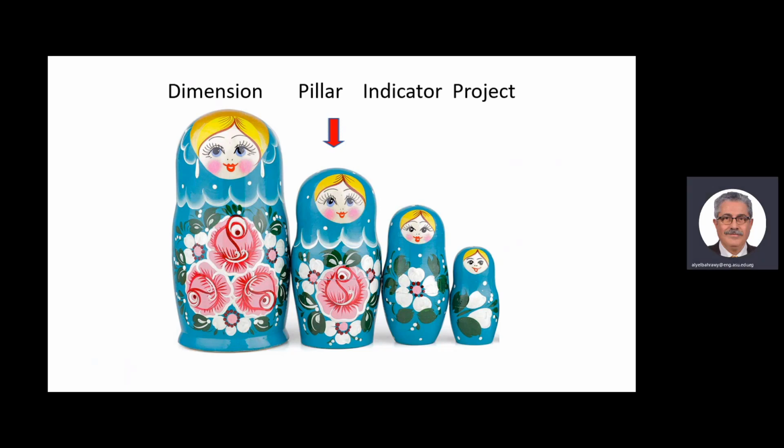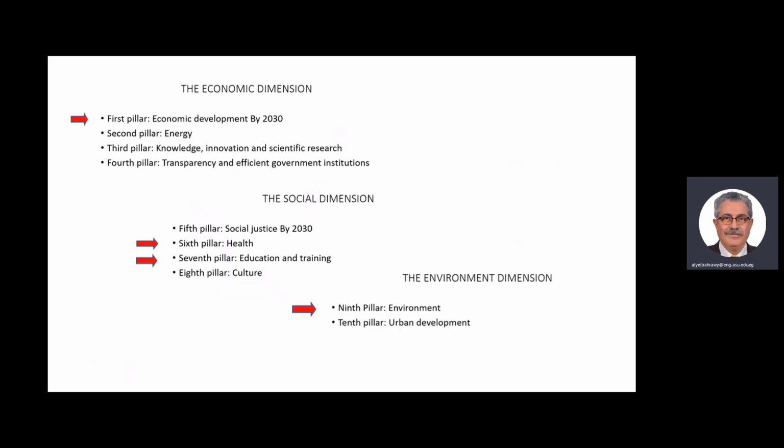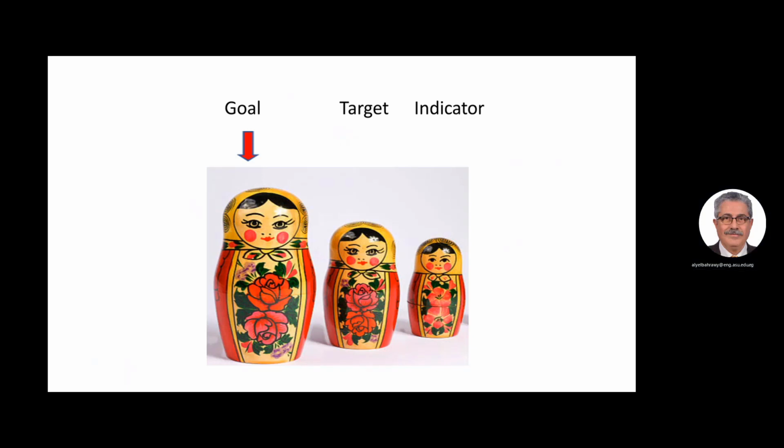Again, going back to the Matryoshka, we will find that we look at the initiative from the pillar section. Why? Because the pillar is as wide as the pillars of the initiative. And these red arrows show overlap of the pillars of the initiative with the pillars of the strategy, covering economic development, health, education and training, culture, and environment.